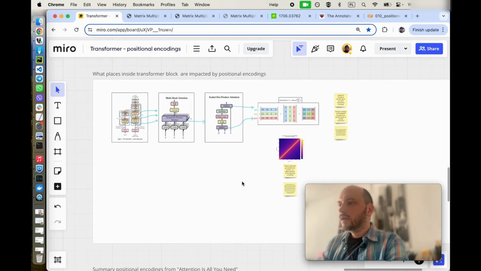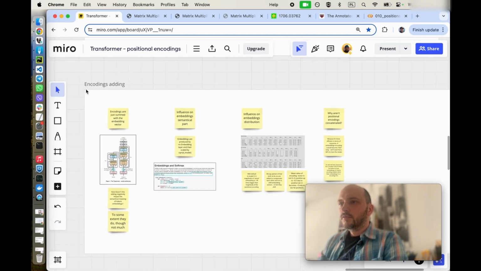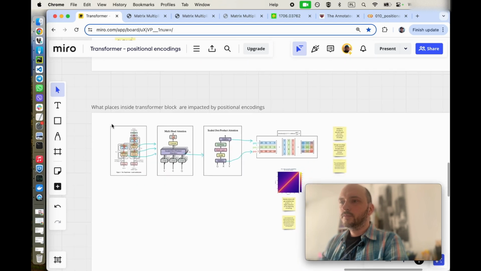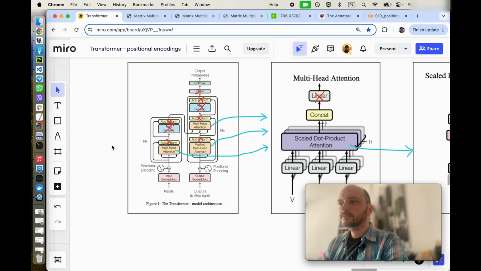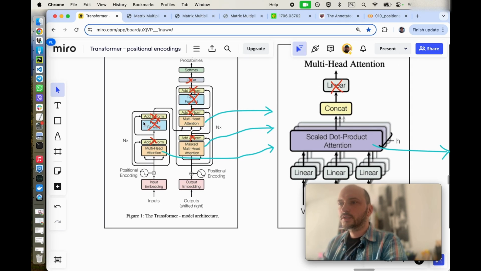Okay, so we have covered the block of how encodings are added to the input, and now let's speak about what places inside the transformer are impacted by positional encodings, and I will show you exactly the place where encodings are amplifying the nearby positions. So here I have crossed out the layers that are not impacted by encodings, and actually the layers that are impacted are attention layers.